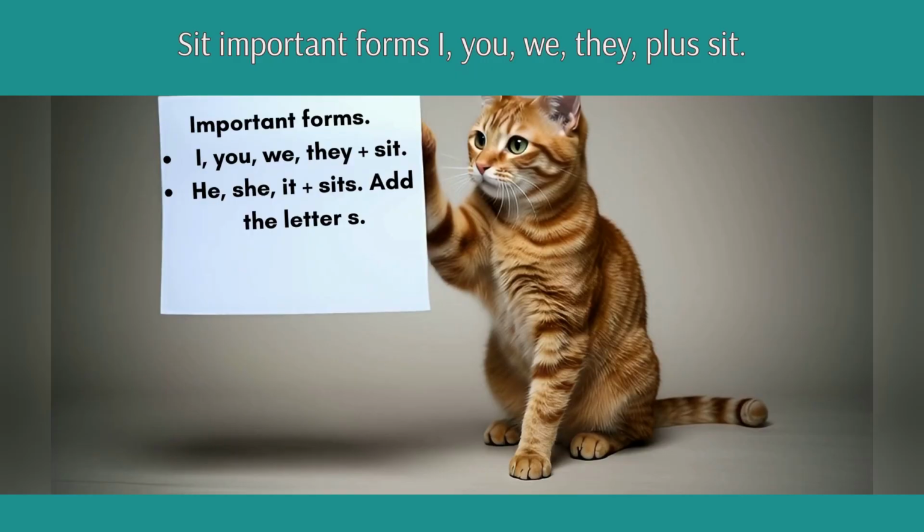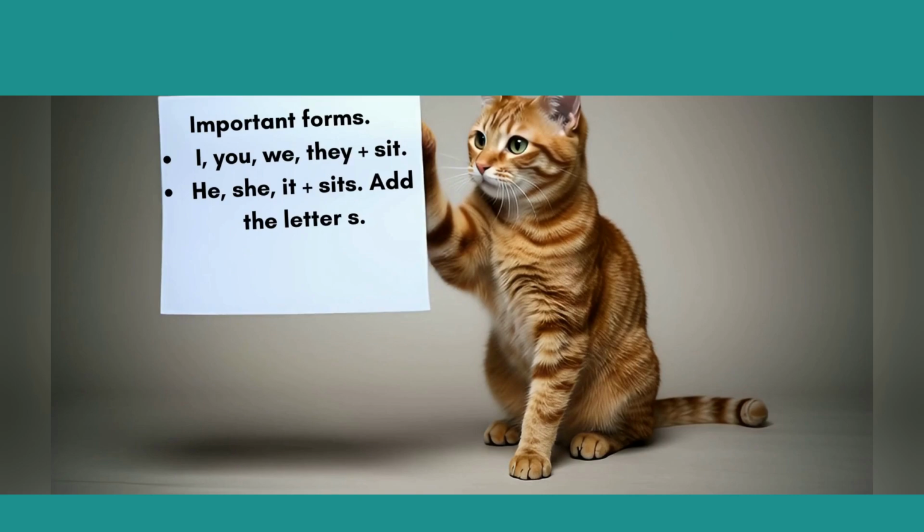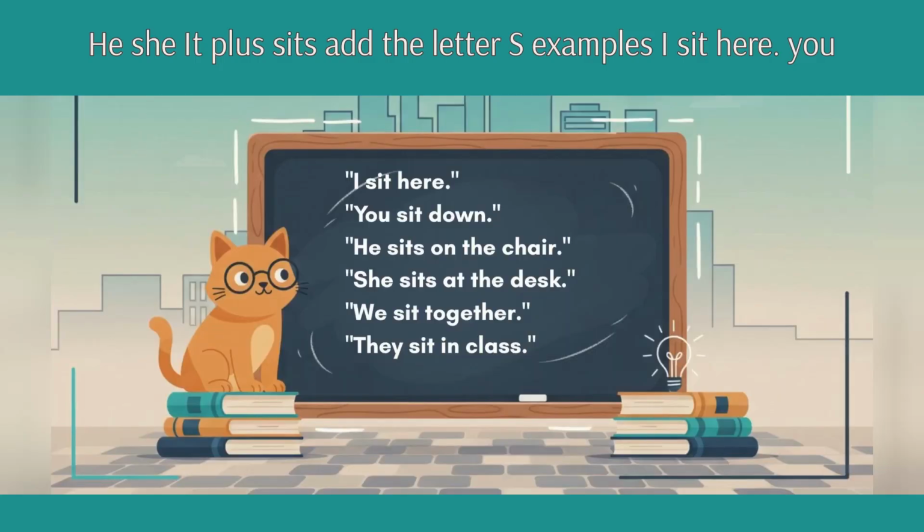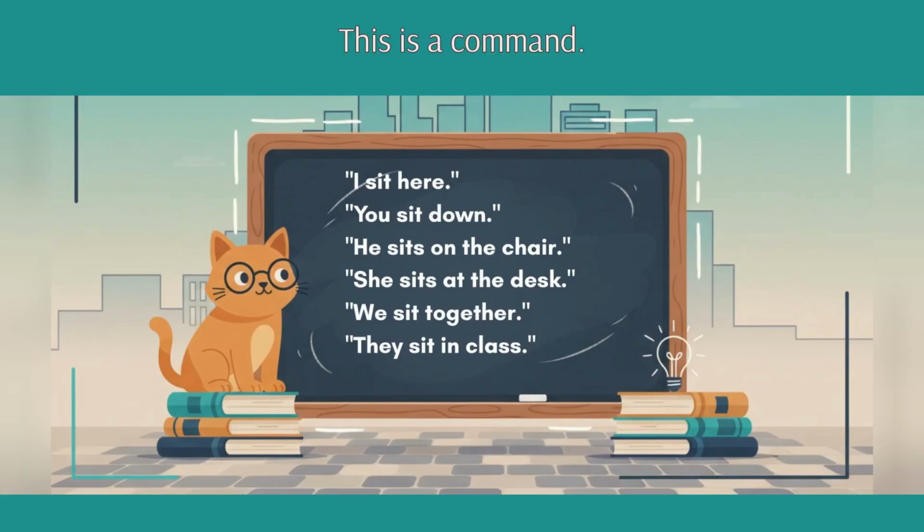Important forms: I, you, we, they, plus sit. He, she, it, plus sits. Add the letter S. Examples: I'll sit here. You sit down. This is a command. Please lower yourself into a seat. He sits on the chair. Notice, he sits. She sits at the desk. We sit together. They sit in class.